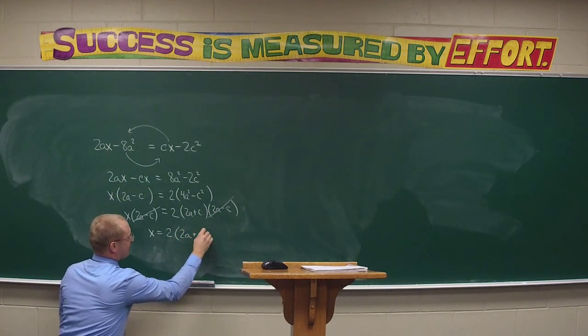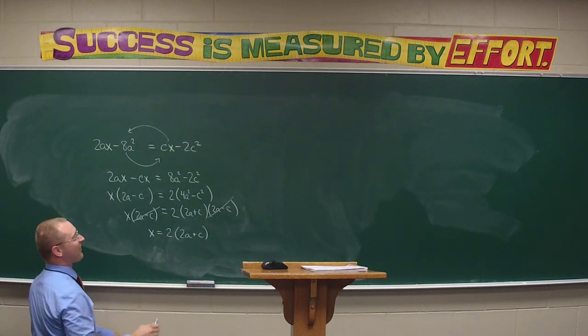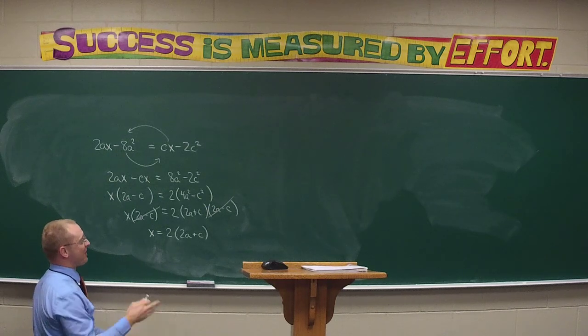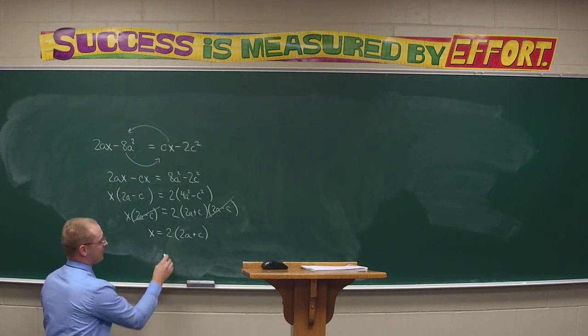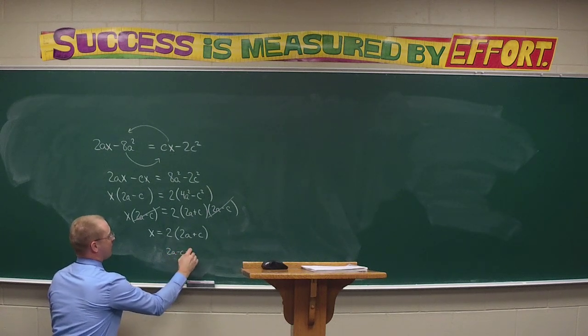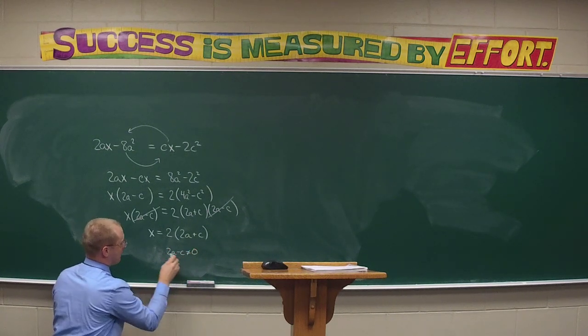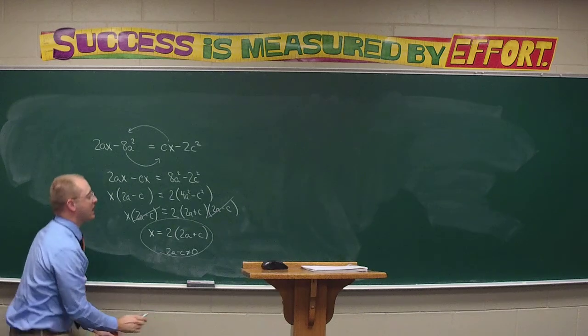All right, and what qualifying statement should we, I'm putting words in your mouth, what should we write in addition to our answer? 2a minus c can't equal 0. Okay, fine. I was going to say c can't equal 2a, but we can just write it that way, I guess. I already have that answer.